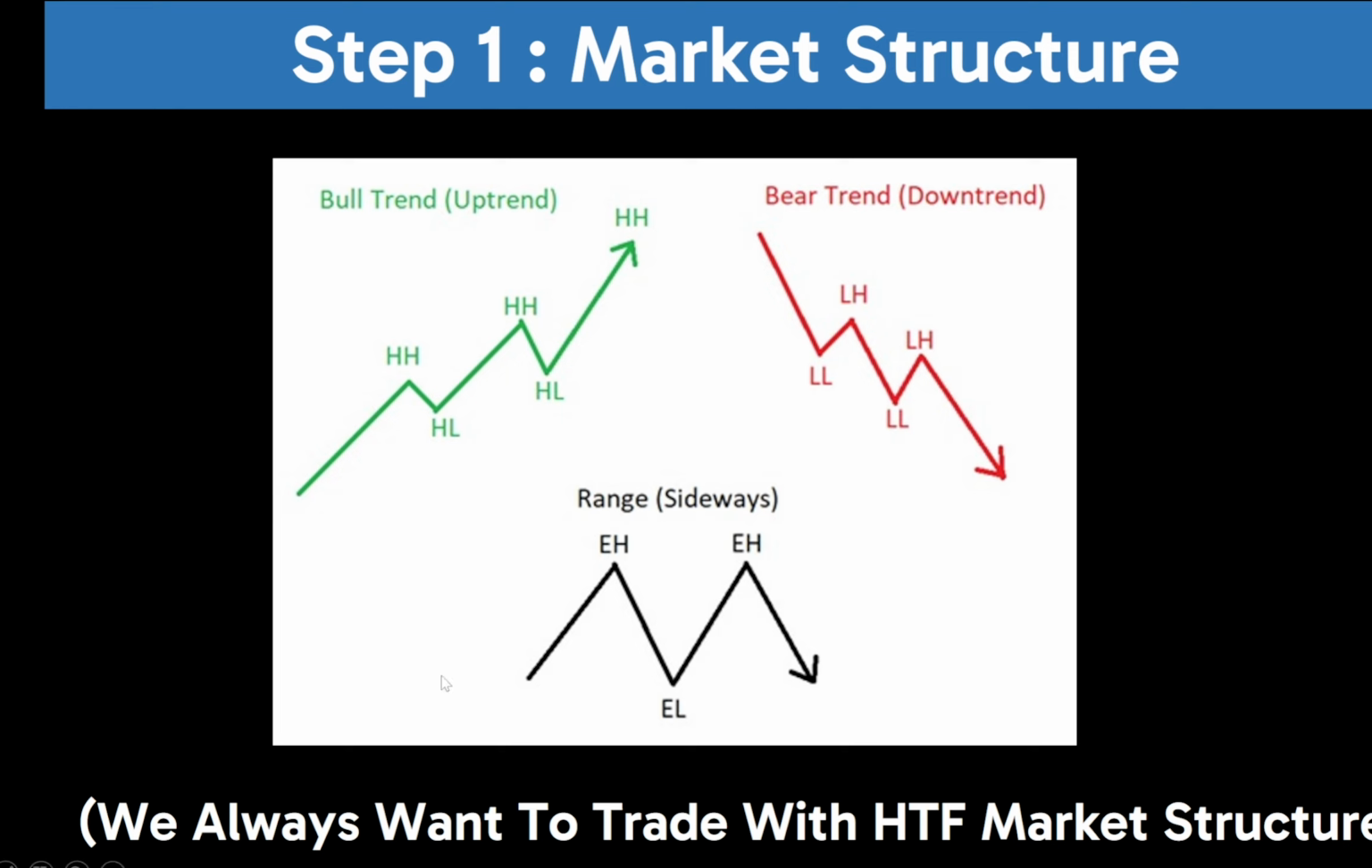So there are three ways that the market moves. We are either in an uptrend where we are making higher highs and higher lows, a downtrend where we are making lower lows and lower highs, or we are inside of a range where we are making equal highs and also equal lows. We always want to trade with the higher time frame market structure. This means the 1 hour or the 4 hour.